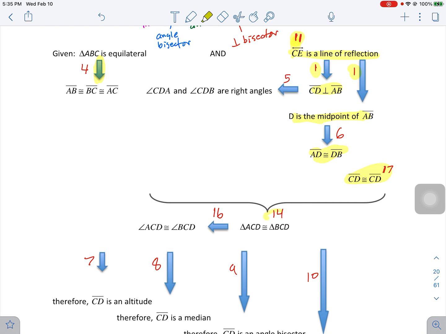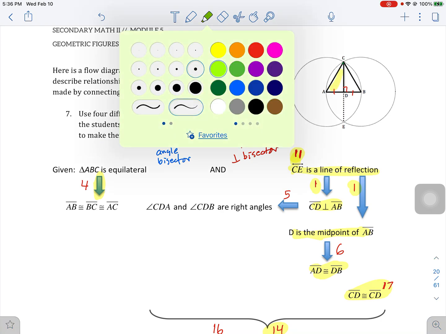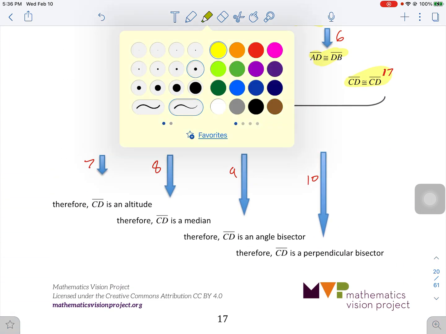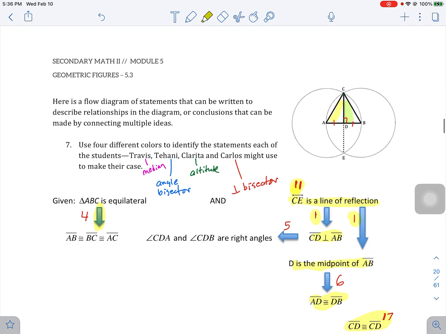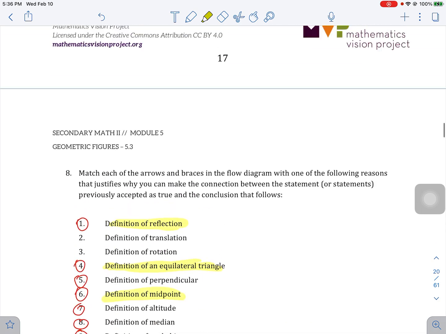Now, given these three things, we were able to talk about triangle ACD, which was this, being congruent to BCD. And what we were able to say to show that these are congruent was the side angle side that we talked about. That's the side angle side criteria: if two triangles have corresponding side angle side congruent, then the triangles are congruent.